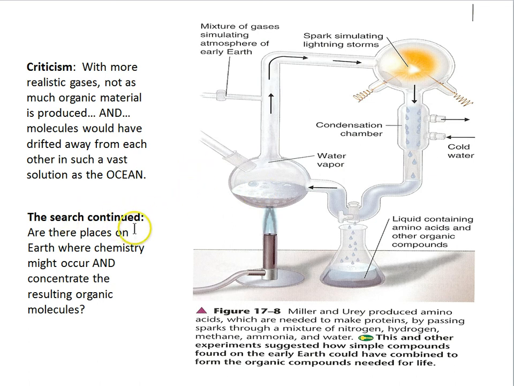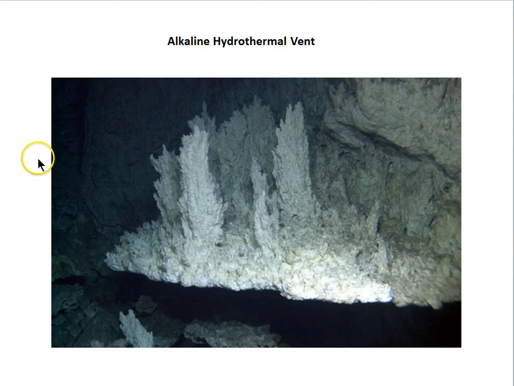So the search continued. Are there places on Earth where chemistry might occur and concentrate the resulting organic molecules? In the 1970s, scientists using unmanned submersibles were studying the ocean floor. In particular, they were interested in volcanic activity at the bottom of the ocean. They discovered various kinds of volcanic features called hydrothermal vents. Now, there are different kinds of hydrothermal vents, and we'll be looking at alkaline hydrothermal vents. This is a picture of some of the rocky structures near an alkaline hydrothermal vent.